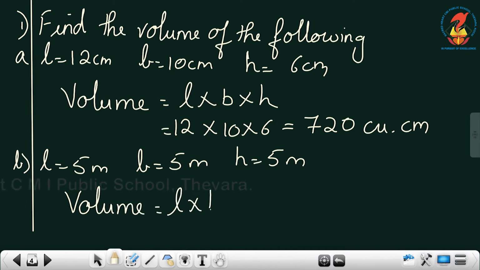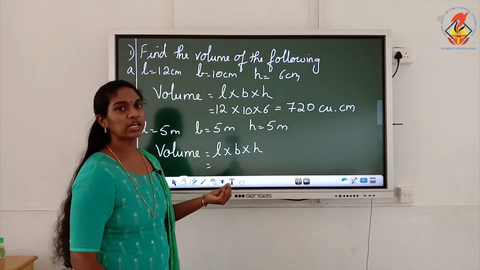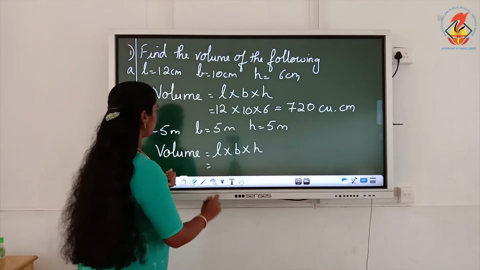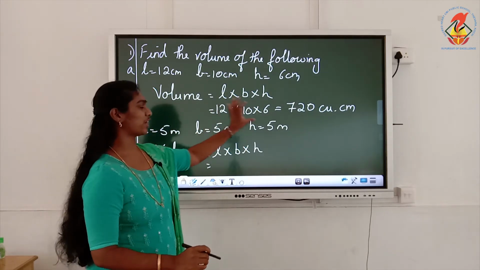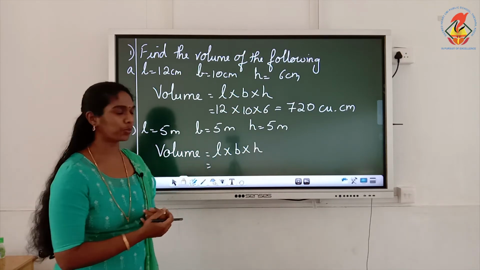Volume equal to length into breadth into height. Children, don't forget to write the formula. Even if your answer goes wrong, you are getting at least half a mark for your formula. Okay. Here you can see the length is 5, breadth is 5, height is 5. So what is the solid, children? It is a cube.